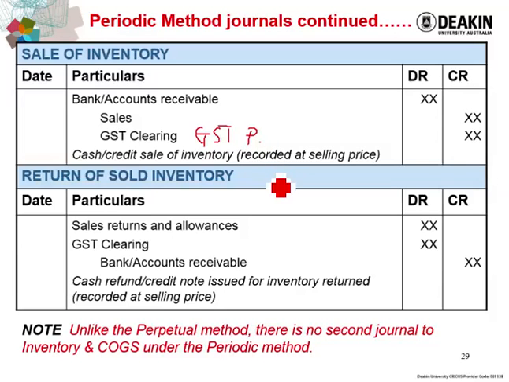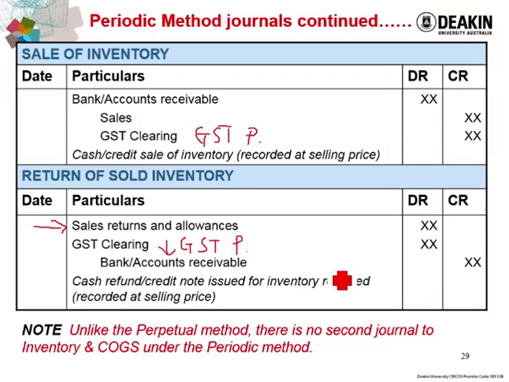When customers return us inventory, we debit sales returns and allowances. This is a contra sales account, and for this account, please do not include the GST. And we debit GST clearing to reduce the GST payable, because when customers return goods to us, this will reduce the GST payment, and this will therefore reduce GST payable. And we credit bank or accounts receivable inclusive of GST.